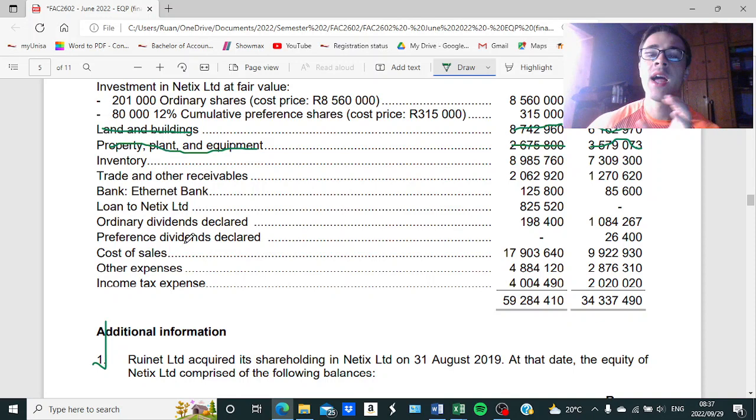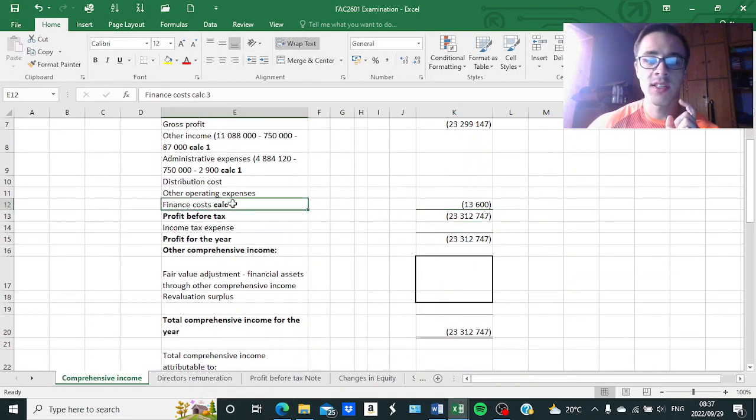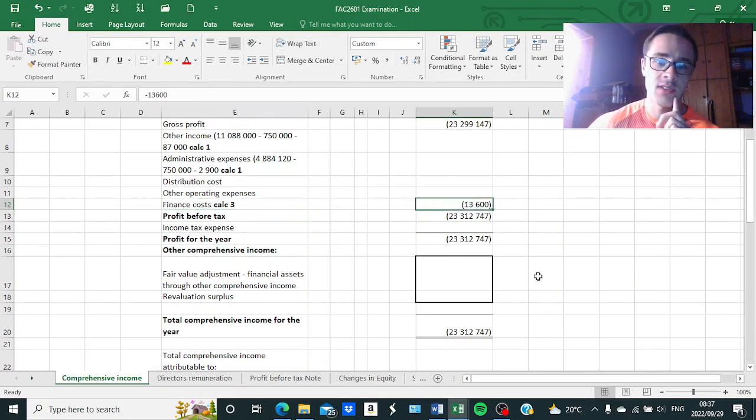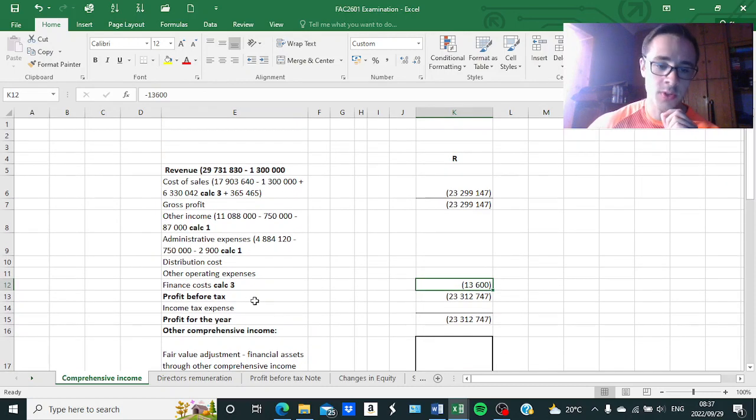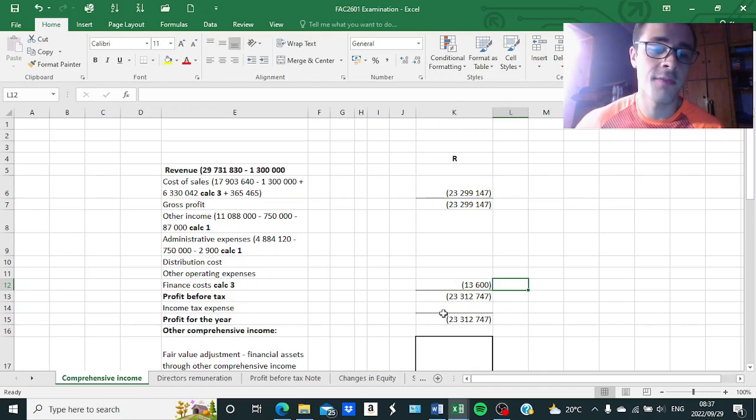Now, you will see that no information is given regarding the finance costs for the parent. We do not know how much interest was paid or incurred by the parent. So therefore, we assume that only the subsidiary paid finance costs, and that will be 13,600 Rand, which must be shown as part of the group's finance costs because this amount was incurred in the post-acquisition period. There's not enough information for us to calculate the amount for the parent, so we only include the post-acquisition amount for the subsidiary as part of the group's finance costs.